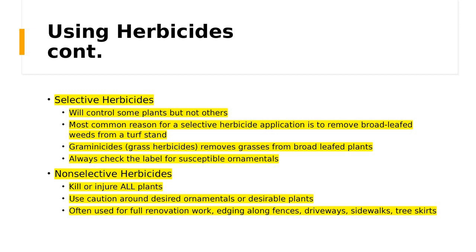Now, graminicides are grass herbicides. These remove grasses from broadleaf plants. So if you have a garden bed that has broadleaves and you just want to kill the grasses, you would want to look for a product that's a graminicide. And of course, you always want to check the label for susceptibility, right? Most selective herbicides are still going to have the potential to damage ornamentals. Also, you need to check the volatility of those products because you could spray it, it'd be fine, but if it volatilizes, it could still damage ornamentals. So we have to be cautious of that.